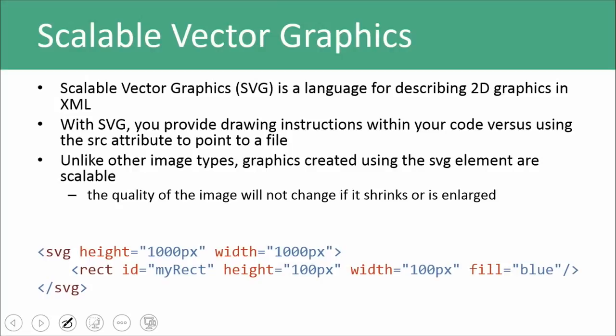With SVG, you provide drawing instructions with your code to a browser so that it renders the drawing itself. Here we don't use a source attribute in order to point to a file like we do with images. Graphics created using the SVG element, they're scalable, right? So they're those vector graphics. That's what the V stands for. So the quality of the image won't change if it shrinks or is enlarged.